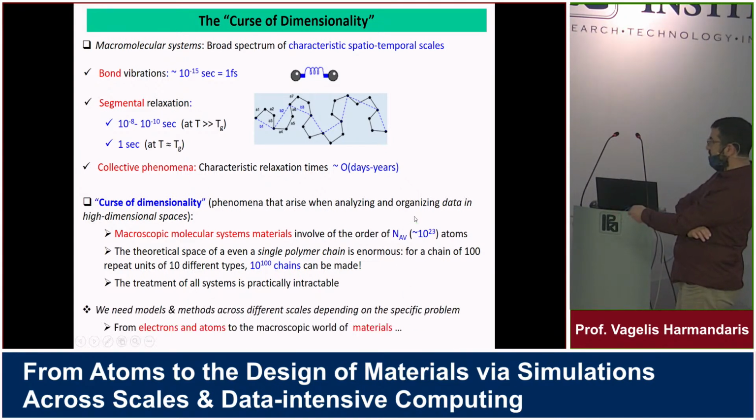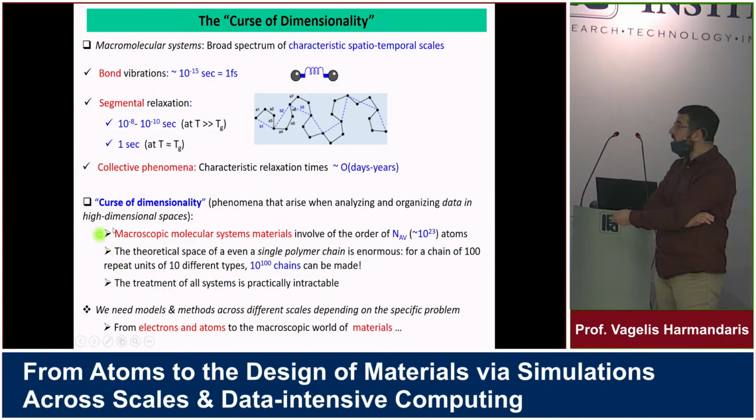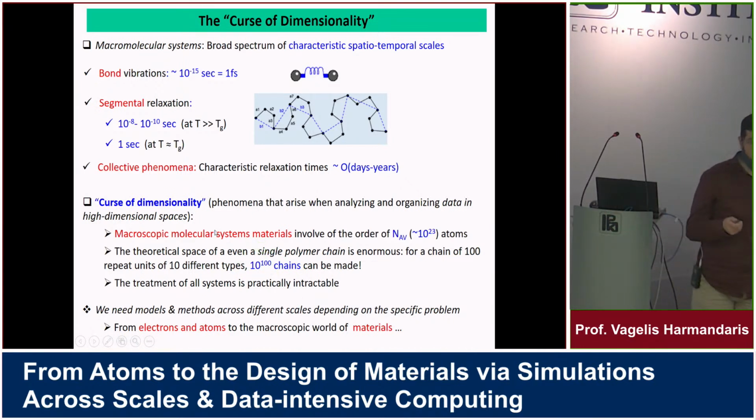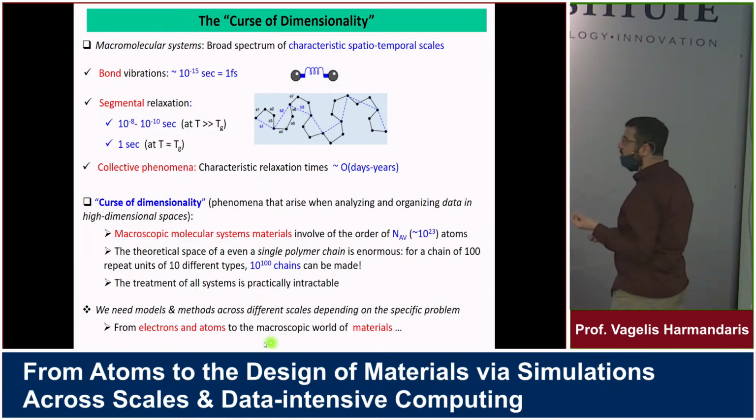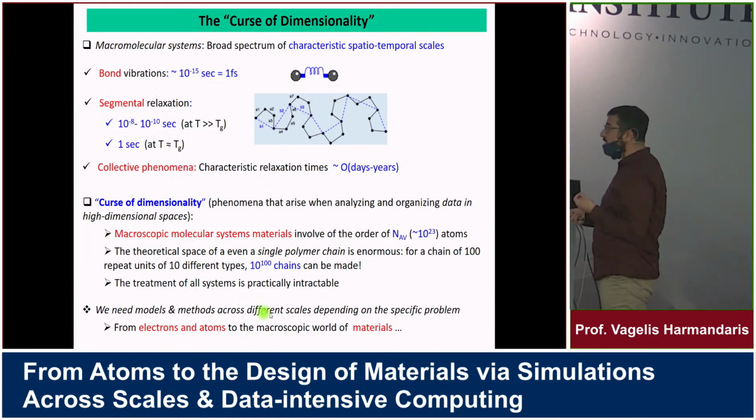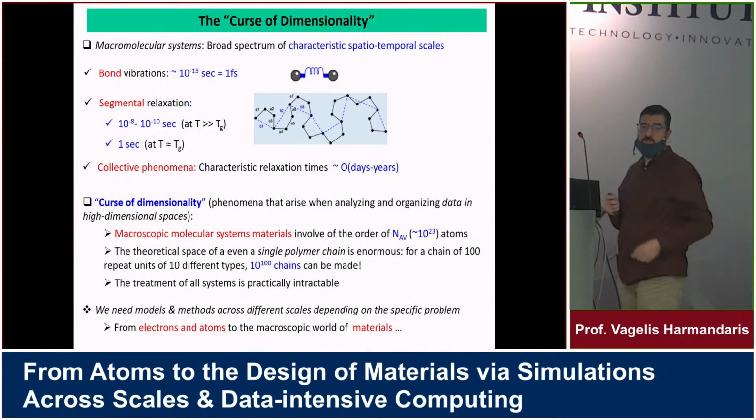So if we have a chain of 100 repeat units of 10 different types, then we have 10 to the 100 potential combinations. This is exactly the curse of dimensionality. So it's clear that such problems are practically intractable. So we cannot calculate all the systems. And this means that from the practical point of view, we need models, methods and algorithms across different scales that would be used depending on the specific problem.